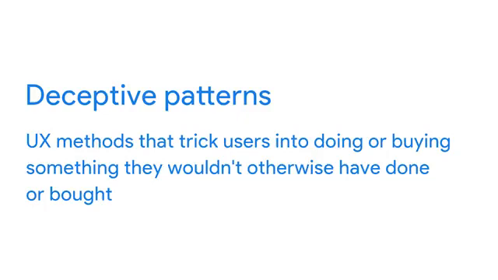Deceptive patterns are UX methods that trick users into doing or buying something they wouldn't otherwise have done or bought. These can include a range of visual, interactive, audio, or motion elements added to e-commerce sites, ads, and other marketing content. One important note: we've chosen to use the phrase deceptive patterns instead of the industry standard term dark patterns. We consider the use of the word dark problematic when referring to something that's bad. You can find out more about this concept in the course readings.